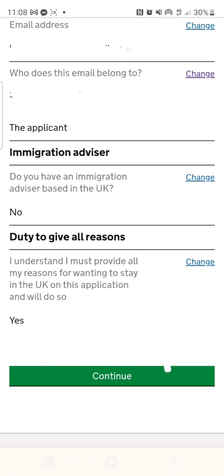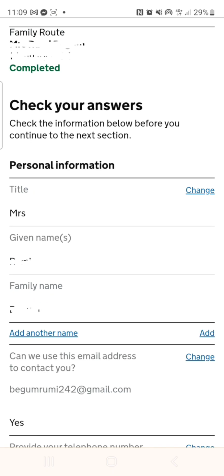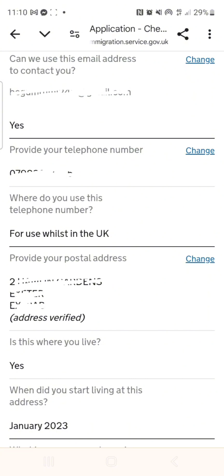So who does this email belong to? The applicant. Do you have any immigration adviser based in the UK? No. Duty to give all reasons: I understand and must provide all the reasons for this application. Yes. This is a family route. So you can see this. I already filled up this application and I'm just showing my answers here.